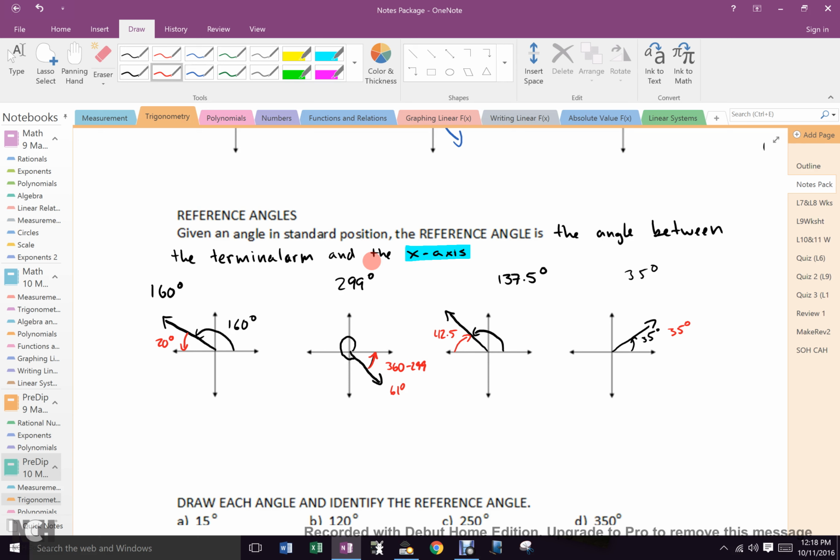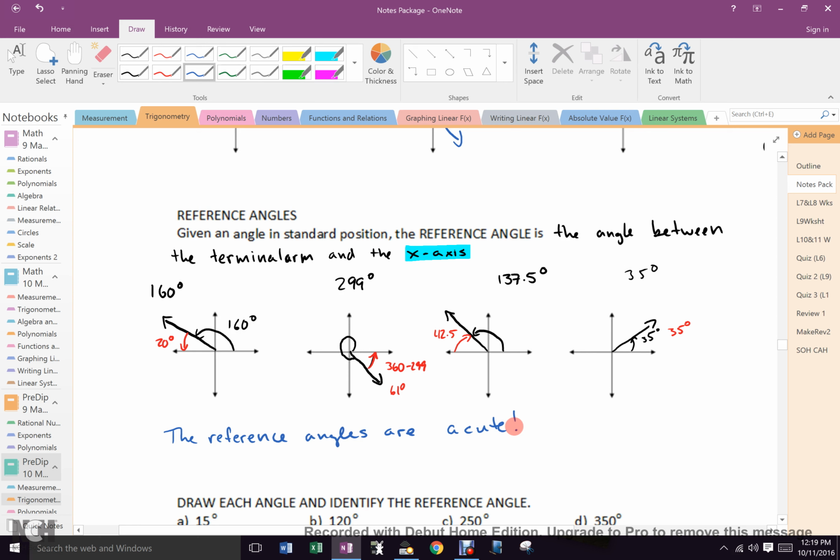Everybody good? What do you notice about every single reference angle? Look at the 4 we've done. You guys are smart kids. If it's happened 4 times in math, it's probably going to happen a lot of times in math, yeah? What do you think is a statement you can make about the reference angles? They're less than 90. Yeah, the reference angles are acute.